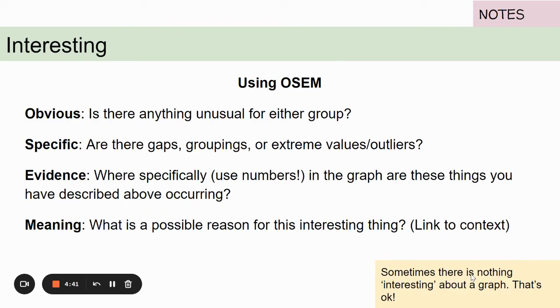Now the next part is to look at interesting. So here we want to look at what things in the graph appear to be slightly more peculiar to that particular graph. So is there anything unusual for each of the groups, or can just be one of the groups? Are there any gaps or large groupings or extreme values or outliers? And what are these numbers and what do you think might be the reason for them occurring?